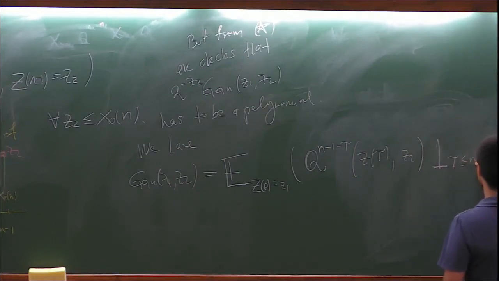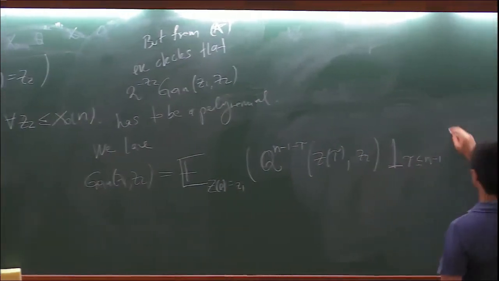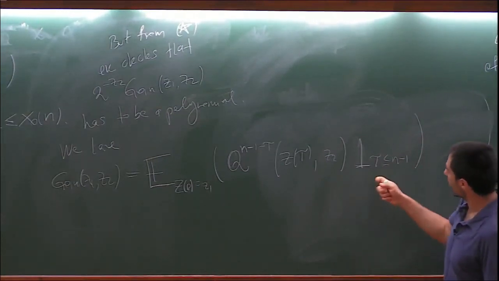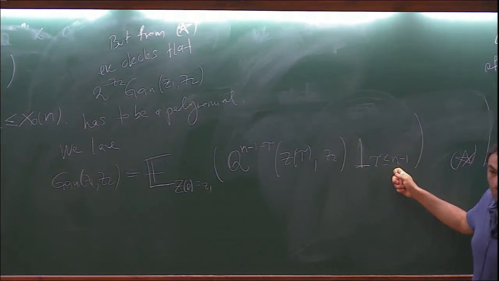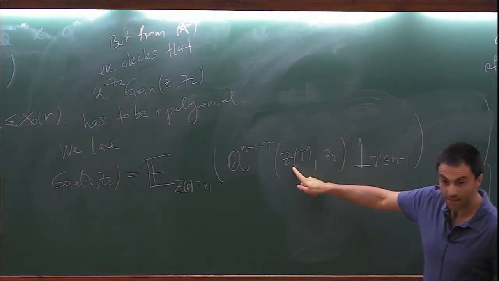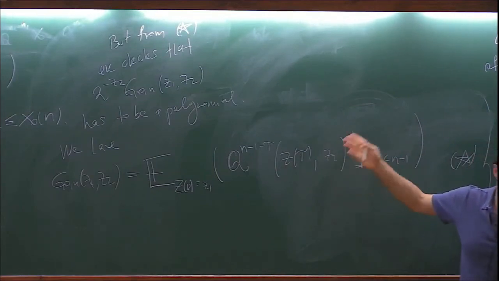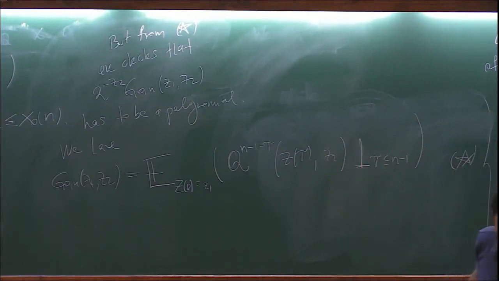Times the indicator function that I hit before n minus 1. So if I want to hit, I have to hit before time n minus 1, and then from wherever I hit, in the time that I have left, I have to go to z2. This is just a straightforward decomposition. Is that clear?